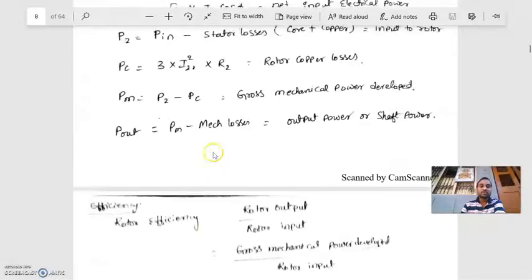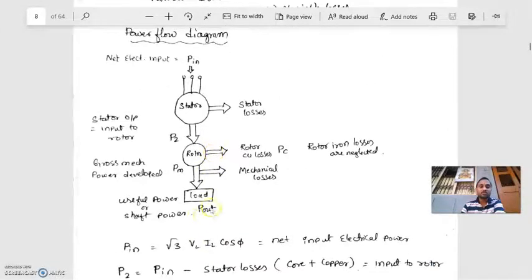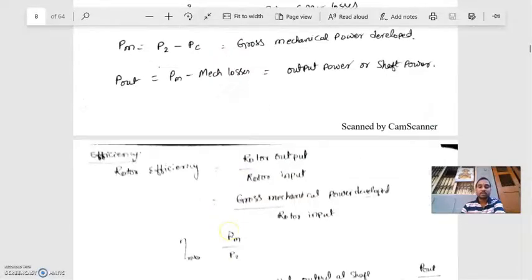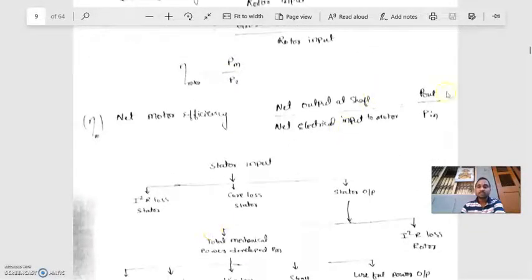So how do we find the total motor efficiency? It is P out divided by P in. This is the net motor efficiency. P out is the net output at the shaft, divided by the net electrical input to the motor.